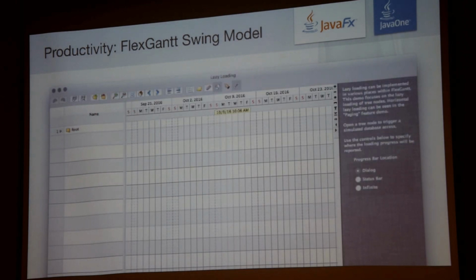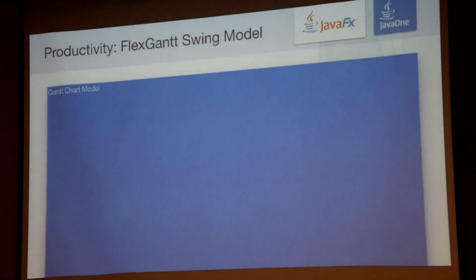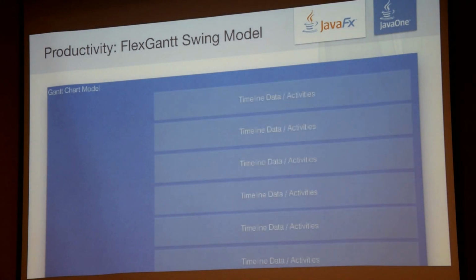Okay, this is FlexGantt for Swing, and this control gets all its data from a Gantt chart model. Inside the Gantt chart model, we get timeline data, activities on the right-hand side. Inside the model, we have a tree table model with data for the tree table. And inside that, we have a tree model. So this is a very complex model to support the Gantt chart.